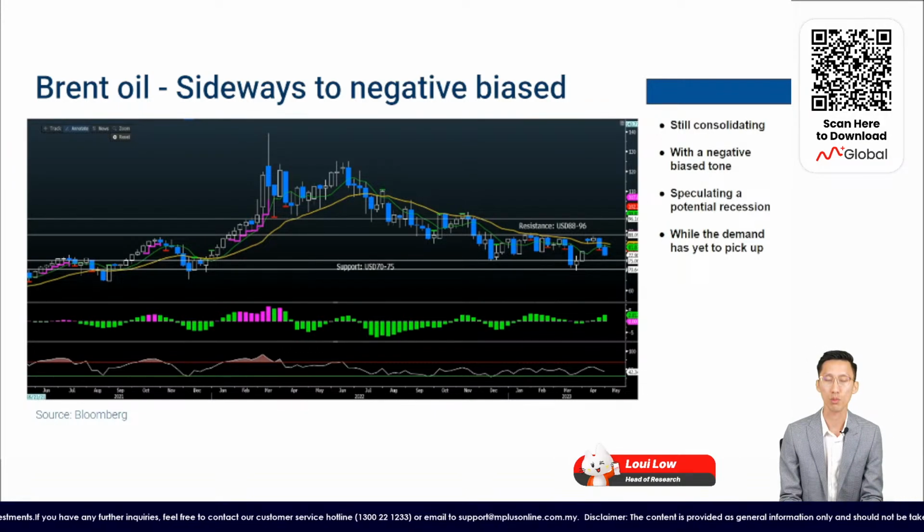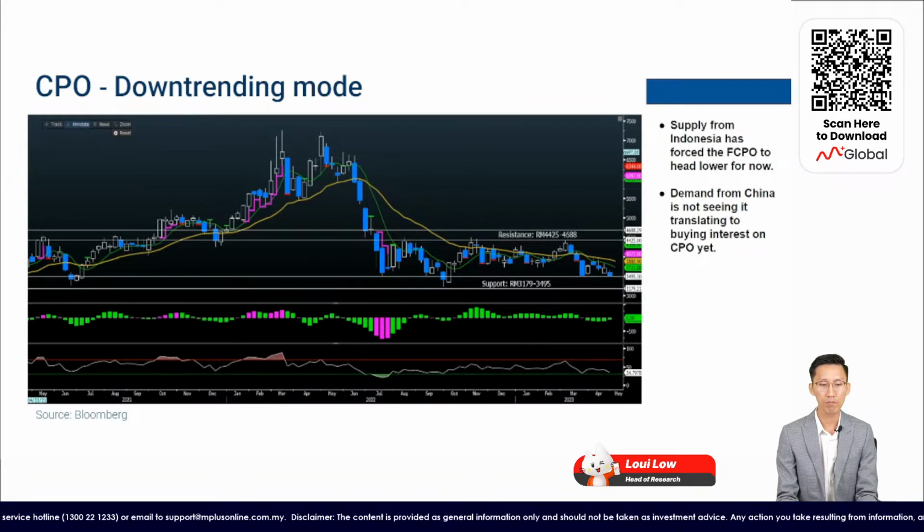What is the contributor? What I can think of right now is more towards the negative side of things, but at the same time there will always be opportunities in this downturn. Yeah. Same goes for CPO prices.